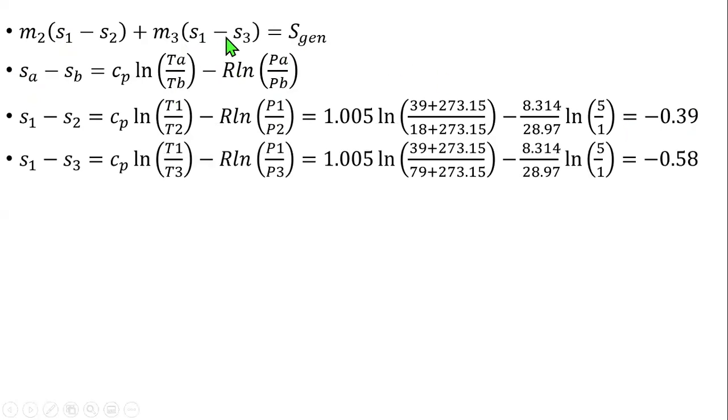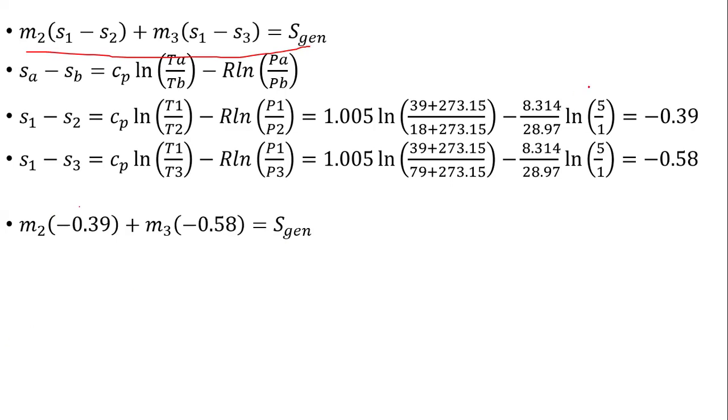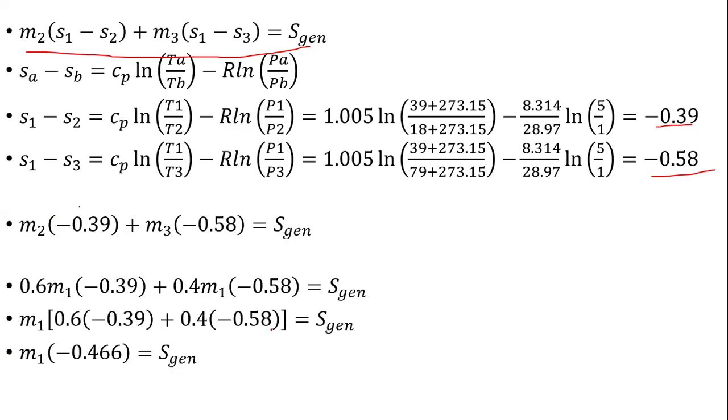You can do the same thing for S1 minus S3, and then we get that value. So we can put them into the original expression, what we had here. We can put these values in there. So I'll have M2 times that plus M3 times that to be equal to our S generated. But once again, we said M2 was 0.6 M1, M3 was 0.4 M1. So we can factorize M1 out, and then we can simplify what is inside.